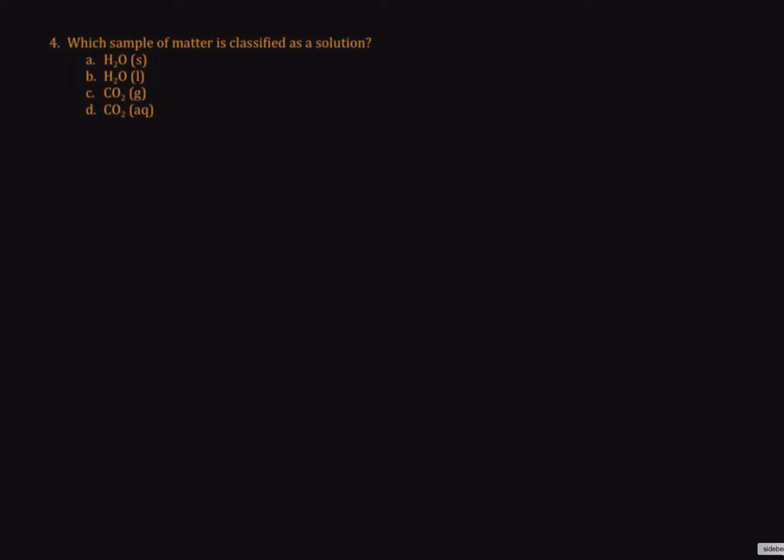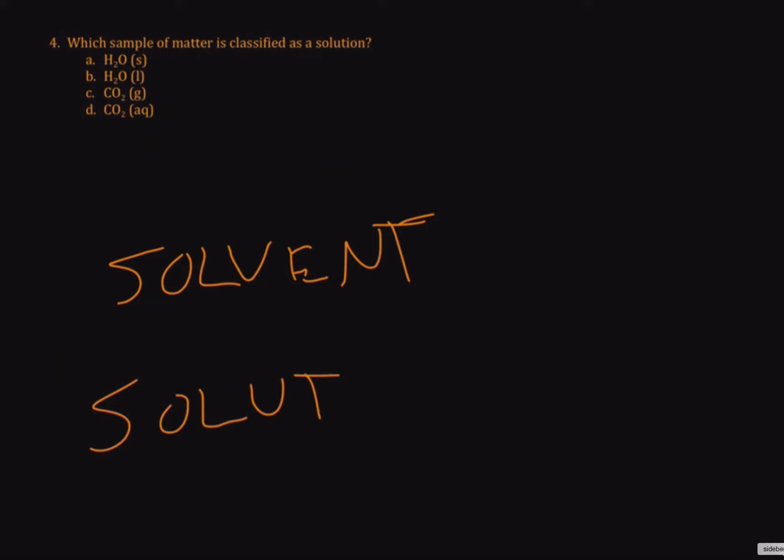Which of these samples is a solution? Okay, remember, a solution has to have 2 parts. It has to have a solvent, which is water most of the time, but it can be other things. It also has to have a solute, which is something dissolved in it. So that means that a pure compound is not a solution. A solution is a type of mixture.